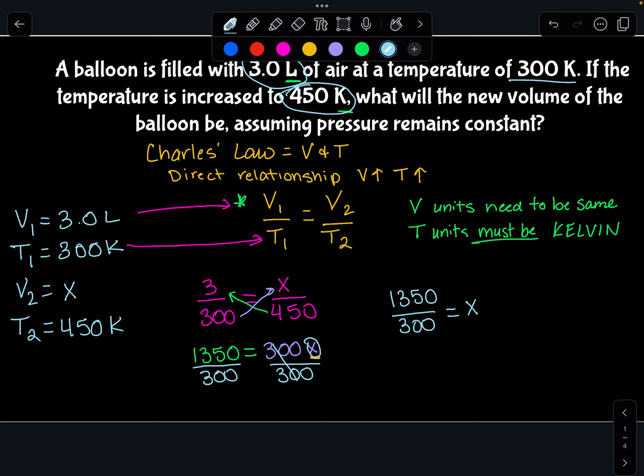Now my equation looks like this: 1350 over 300 equals X. All I have to do is plug that in my calculator. 1350 divided by 300 gets me 4.5. So X equals 4.5. Because I'm looking for volume and my first volume was in liters, my second volume needs to be in liters. So V2, my answer, is 4.5 liters.